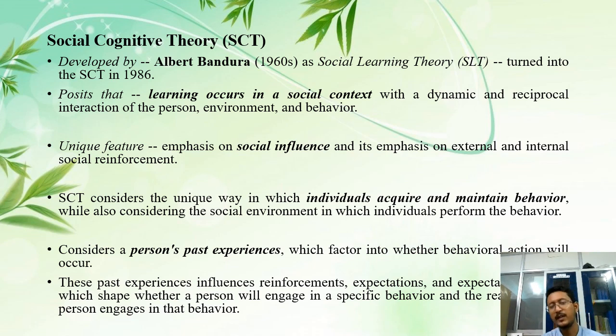Now, from this, we can derive a few factors. That is, this theory suggests that individuals' behavior or actions are dependent on a few factors such as the social influence, influence from peers, and the past experiences, etc. So these past experiences influence the reinforcement, the expectation, the belief, which ultimately shapes whether a person will engage in a specific behavior or not.